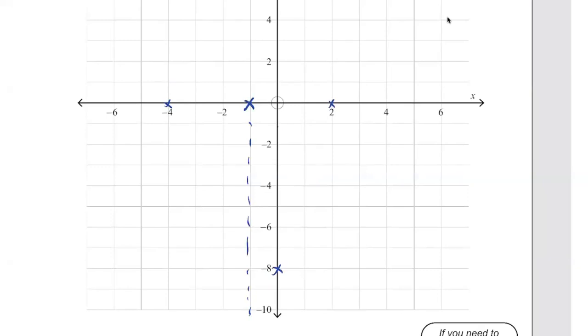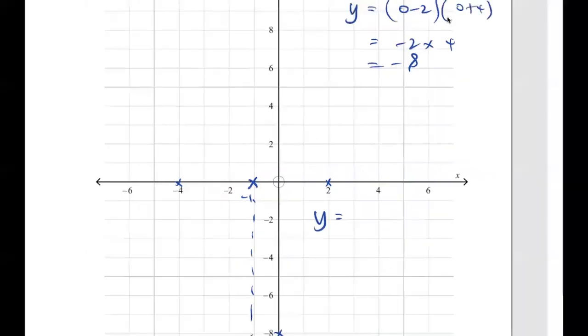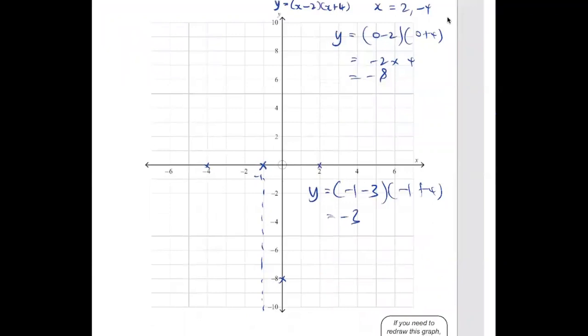And it's got to be below negative 8, because this is on its way down. Looks as if it might be negative 9, but let's just confirm that. How do we do that? Well, this is negative 1, so to find the vertex, I need to substitute negative 1 into the equation. I'll use the factorized equation: negative 1 minus 2, negative 1 plus 4, and that gives me negative 3 times 3, and it's negative 9. Look at that. That's what we thought it was, and there it is there.